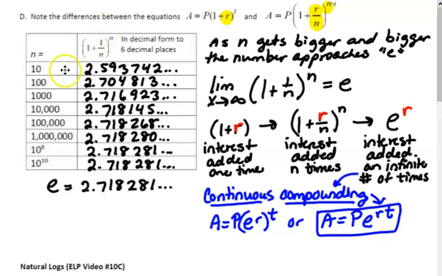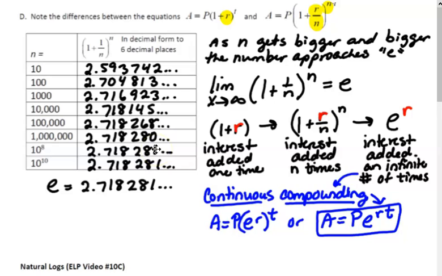So let's make n 10, then 100, then 1,000, then 10,000, 100,000, a million, 10 to the 8th, which would be 100 million, and a billion. No, actually 10 billion, I think. What happens to the quantity 1 plus 1 over n to the n power? It turns out that the number gets bigger and bigger, but as we increase n, it gets bigger by a smaller amount. And pretty soon we're just adding decimal place differences way down the line, and it starts to settle down to the same beginning decimal places.